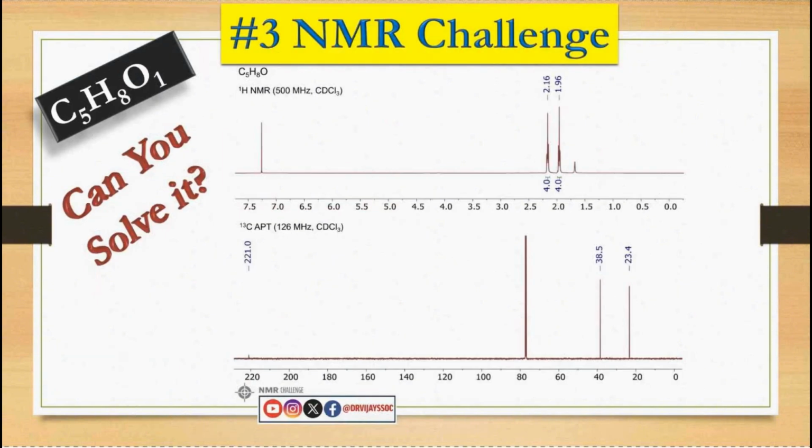Okay, now here is the challenge for you. You have to determine the structure of this compound, and if you look at the proton and carbon, then you can easily see that this compound is symmetrical. So try by yourself and let me know what the structure of this compound is, and we are going to solve this NMR in the next video.